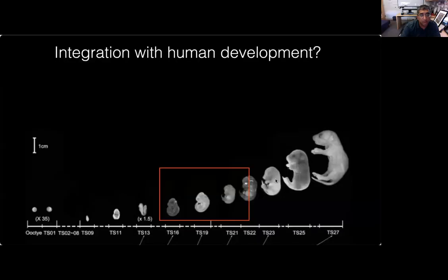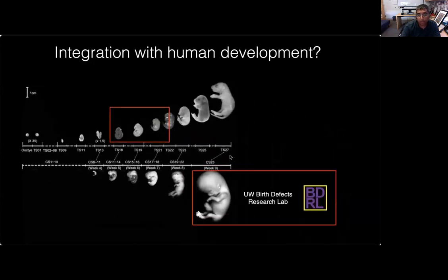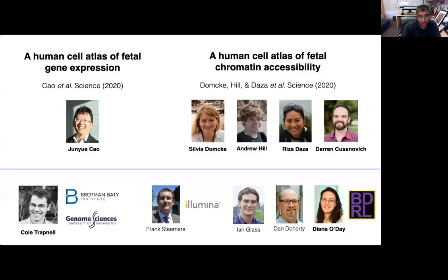So one is that we have made a concerted effort to integrate these mouse data and these mouse trees with human development. This is work that's all published, so this is largely intended as pointers if people want to hear more. Working with the UW Birth Defects Research Lab here in Seattle, we were able to obtain fetal tissues from the equivalent of a slightly later window in development than we've been studying in the mouse.